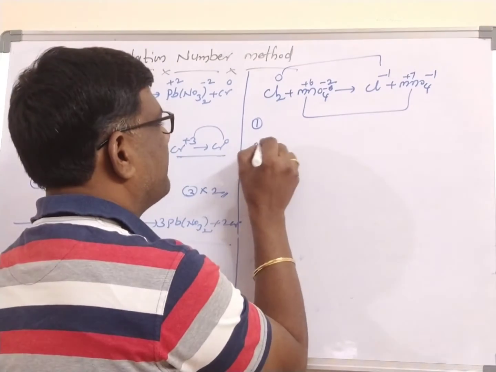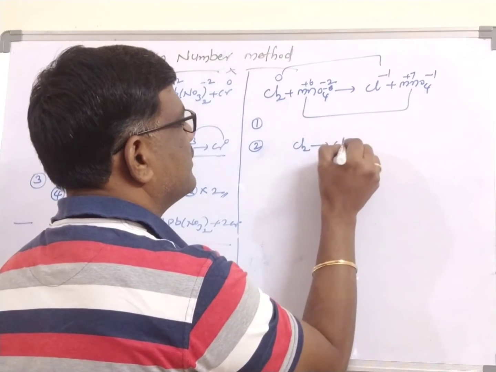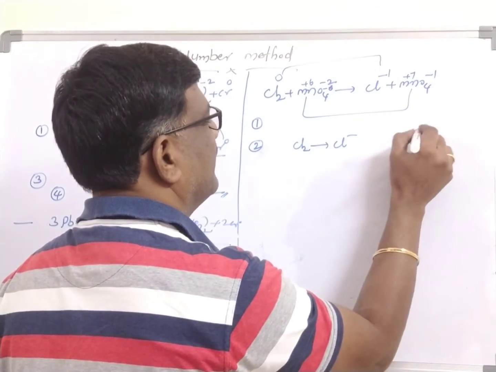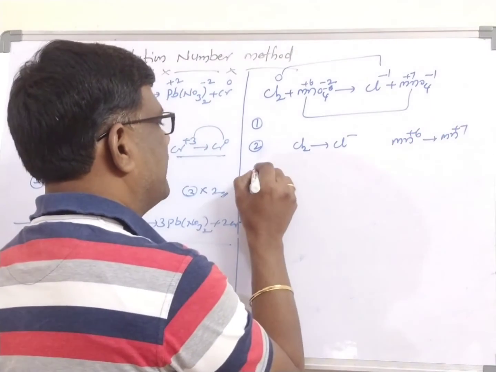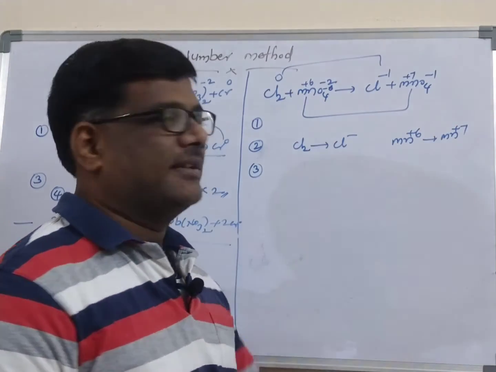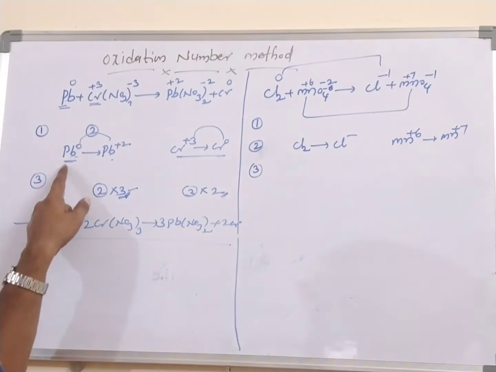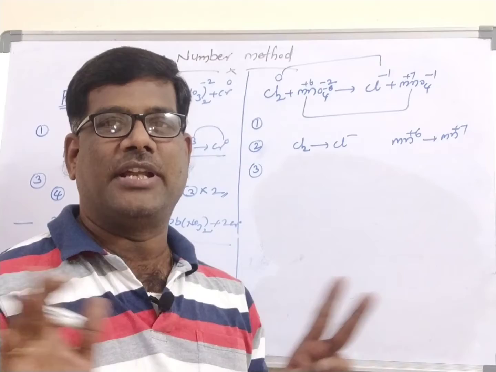Now I am writing whose oxidation state has changed. Cl2 converts into Cl minus 1, and this Mn plus 6 changes to Mn plus 7. Step 3: now balance with respect to the atom. Here in the earlier case, one lead, one chromium were already balanced, so we did not do anything.